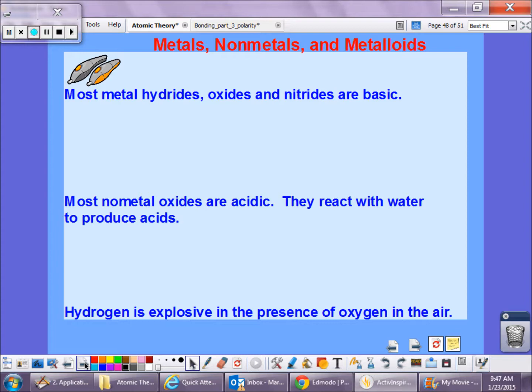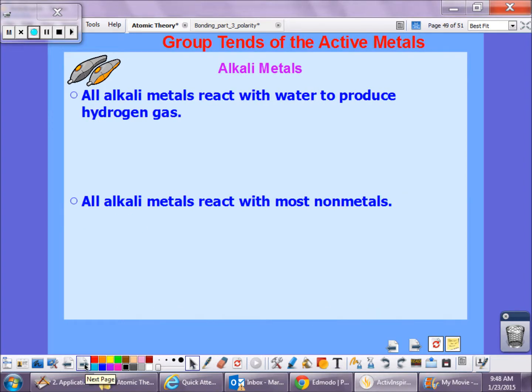Hydrogen is explosive in the presence of oxygen in the air. You are going to do a lab next week, synthesis of alum. You will produce some gases, hydrogen gas. You have to make sure there is no flame around, because hydrogen is explosive in the presence of oxygen from the air. Alkali metals react with water to produce hydrogen gas. All alkali metals react with most nonmetals. The good thing about the video is you can pause it right now and take notes, but I have to move on.